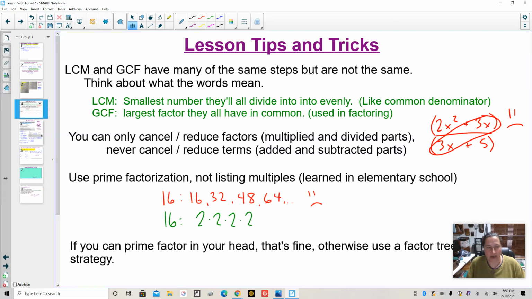You cannot cancel things that are being added and subtracted. All right. The third thing is you must use prime factorization. We are in algebra now. I do not want to see you listing multiples like you learned in elementary school. So yes, the multiples of 16 are 16, 32, 48, 64, and so on.